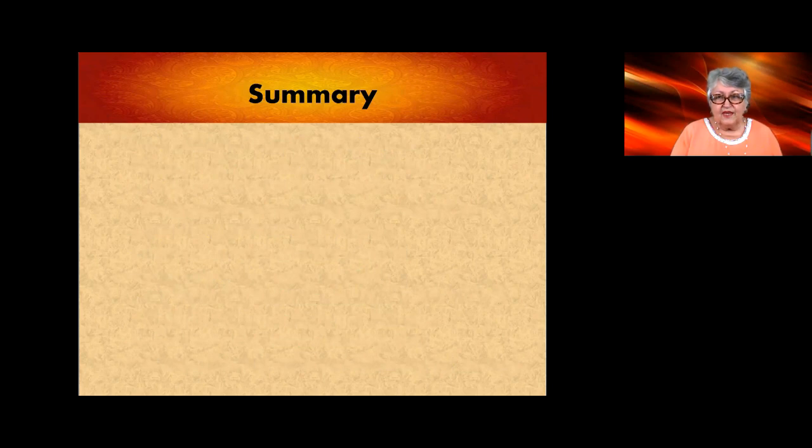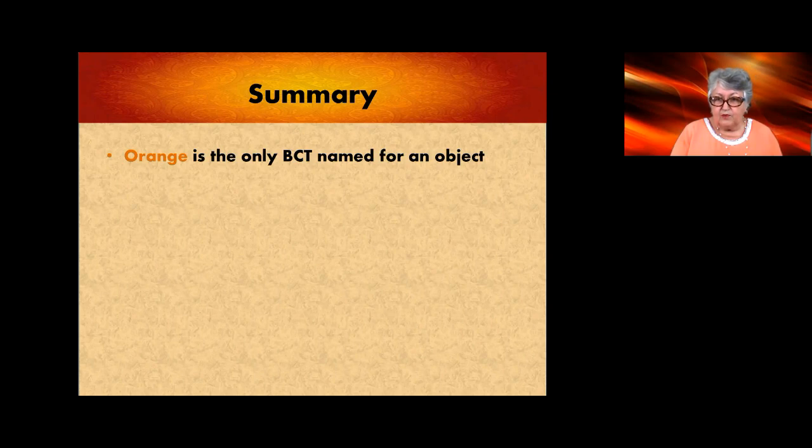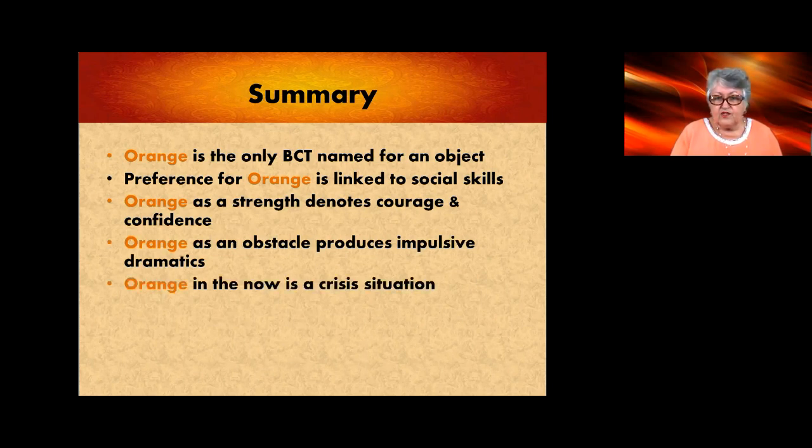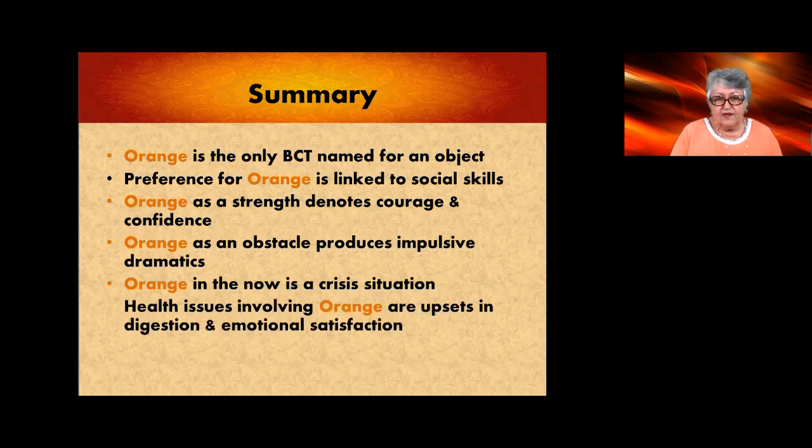And that brings us to the end of this particular presentation. In summary, orange is the only basic colour term that has been named for an object. A preference for orange is linked to your social skills. Orange as a strength denotes courage and confidence, whereas as an obstacle, it produces impulsive dramatics. Orange in the now is a crisis situation, and health issues involving orange are upsets in digestion and also emotional dissatisfaction. And finally, orange in politics links to resistance to change, regardless of what that change may be.